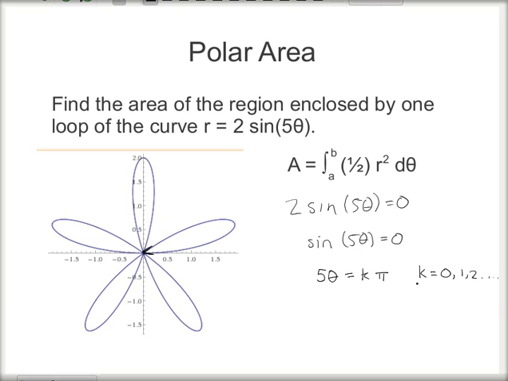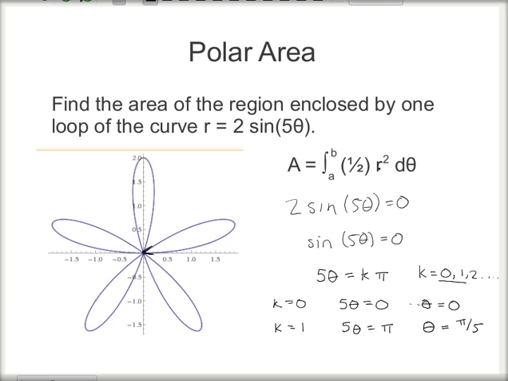Here we want to look at the first loop, so we'll look at the first two values of k, 0 and 1. So when k is 0, 5 theta is equal to 0, and that means that theta is equal to 0. Alright, and then what about when k equals 1? Then we've got 5 theta is equal to pi, so theta is equal to pi over 5. So those are our bounds. Our a is going to be 0 and our b is going to be pi over 5.